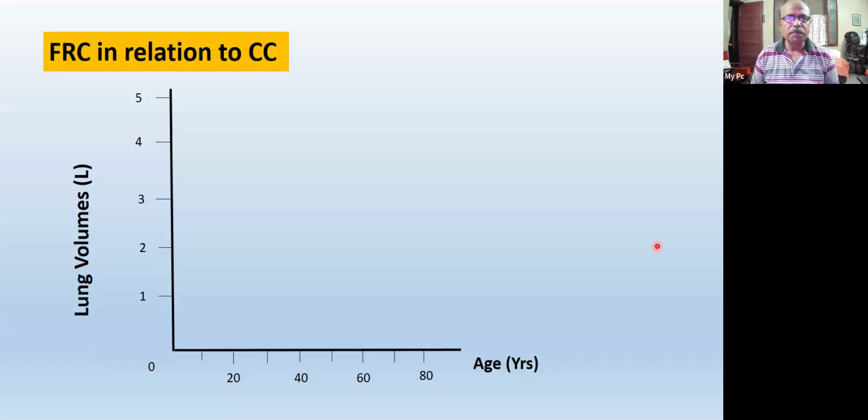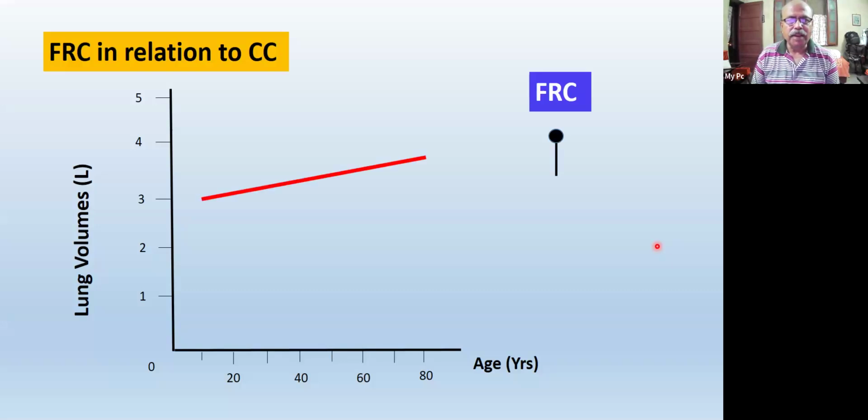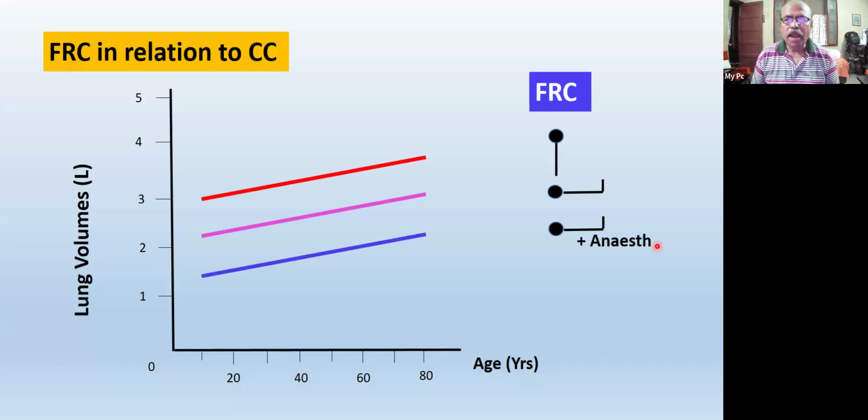So what is the relationship of functional residual capacity with the closing capacity? If we take the FRC, the patient is upright, then we have a curve like this. When the patient has lied down, the FRC has already fallen. And when you have induced anesthesia, it has further fallen. And if you superimpose the closing capacity graph here, you will have a point where at about age of 30, the closing capacity is getting more than the FRC.